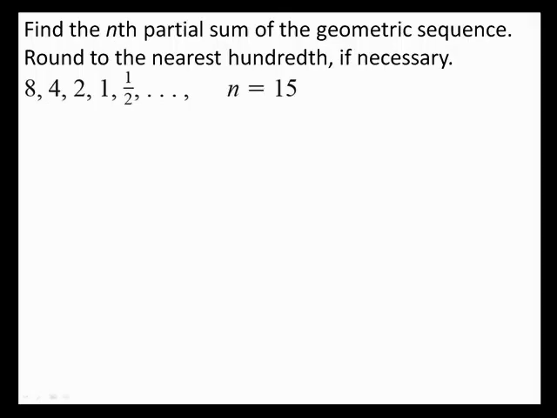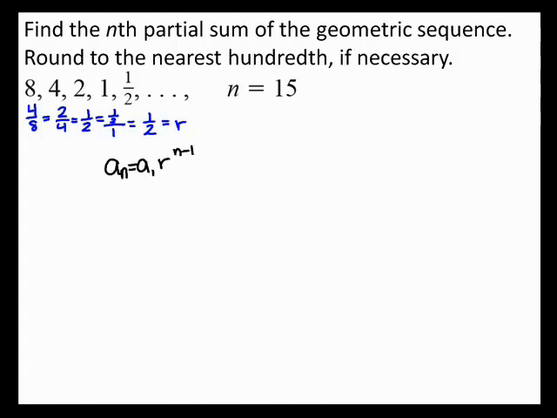Find the nth partial sum of the geometric sequence. Round to the nearest hundredth if necessary. 8, 4, 2, 1, 1/2, and n equals 15. To find the ratio, divide 4 by 8, 2 by 4, 1 by 2, and 1/2 by 1. Simplify the fractions. You find that the rate is 1/2.